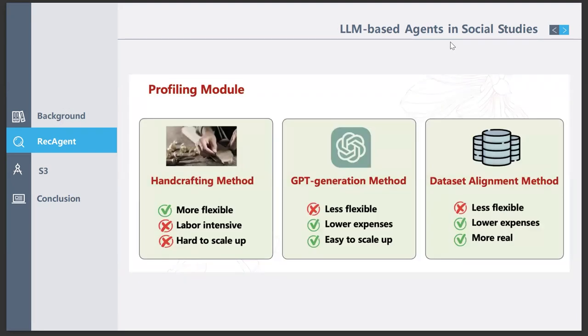In this work, the authors designed three mechanisms to generate the profile. Since in this work, there are at most 1,000 agents, if the number of agents is small, then the user can just handcraft the profiles. This method is very flexible, but it takes a lot of human labor and skill. If the number of agents is large, then the user can use GPT to generate the profiles. And also, one can use the profiles in a real-world dataset to profile different agents.